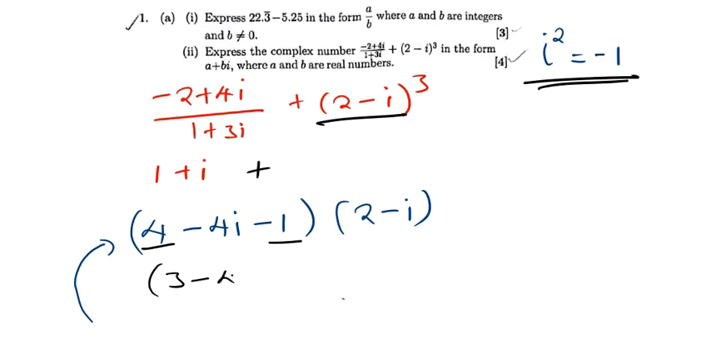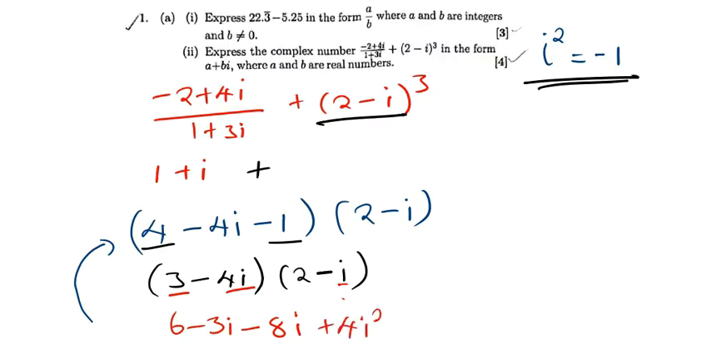So (3 − 4i)(2 − i). We can multiply again. Start with the 3: 3 times 2 is 6. 3 times negative i is minus 3i. Now go to the minus 4i times 2, that's minus 8i. And then times the negative i, that would be a positive 4i².